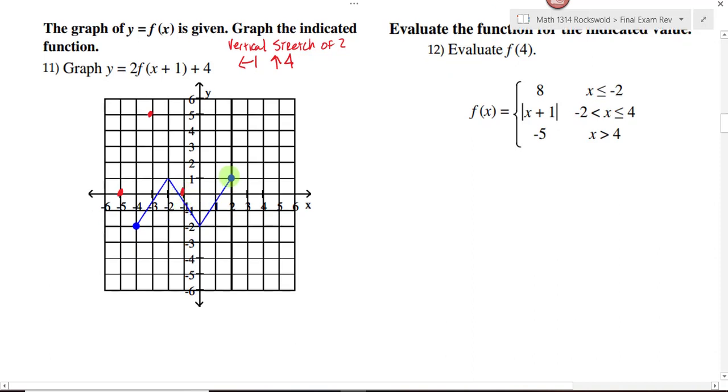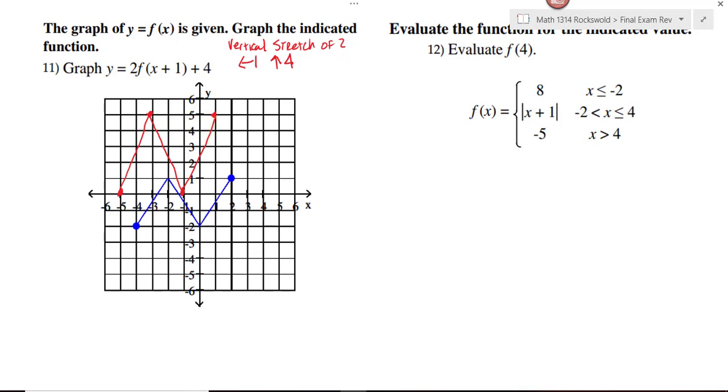And then this point's at 1. It gets moved to 2. And then we move that to the left 1 and up 4 units as well. That gives me my 4 points. And then I just connect those points with straight lines. And that gives me my transformed function.